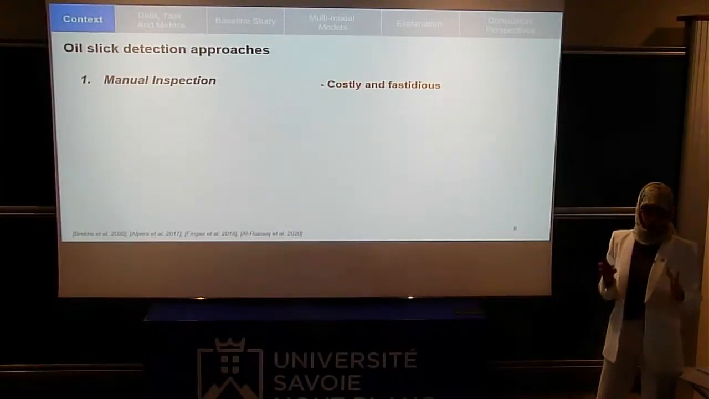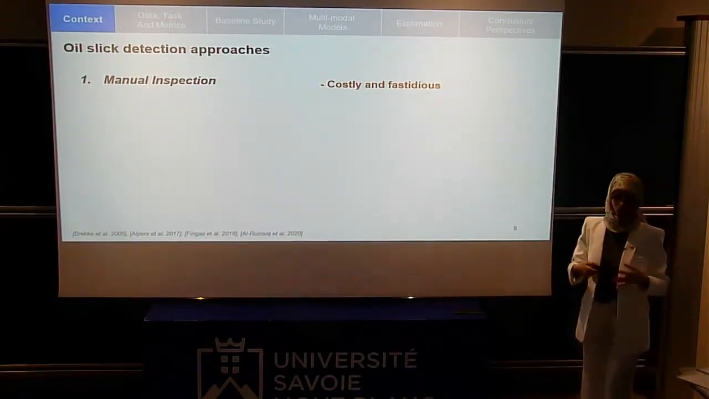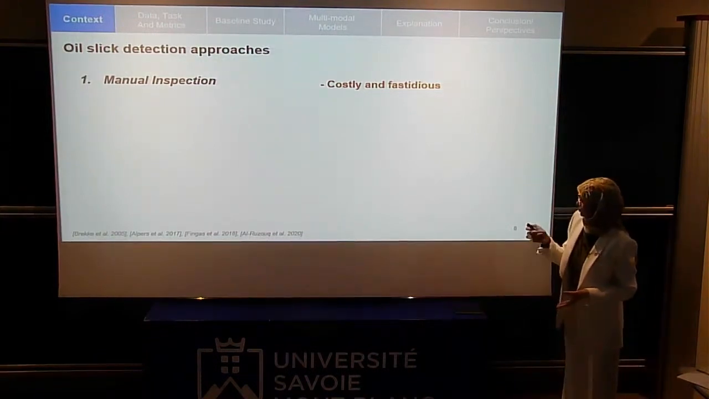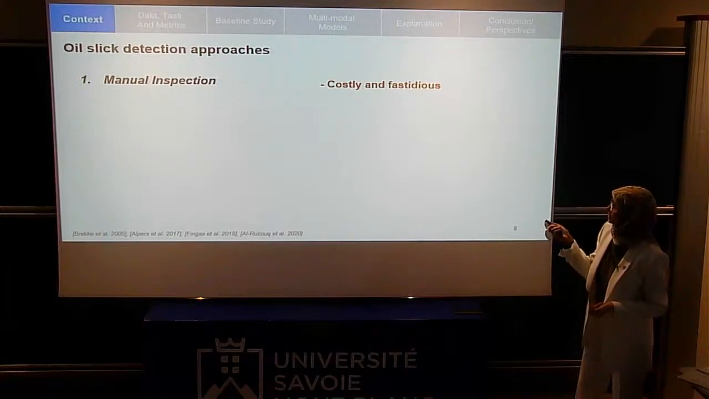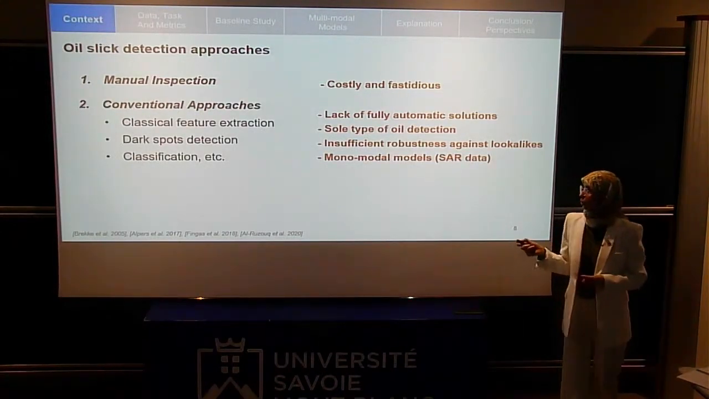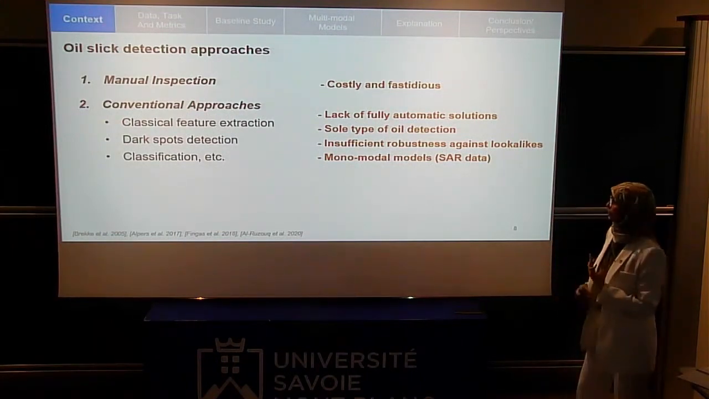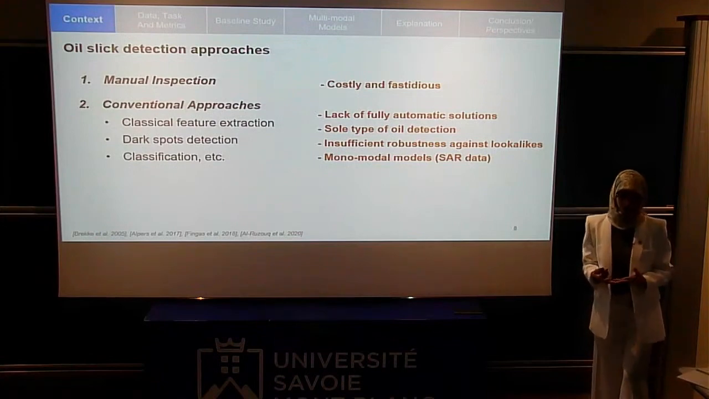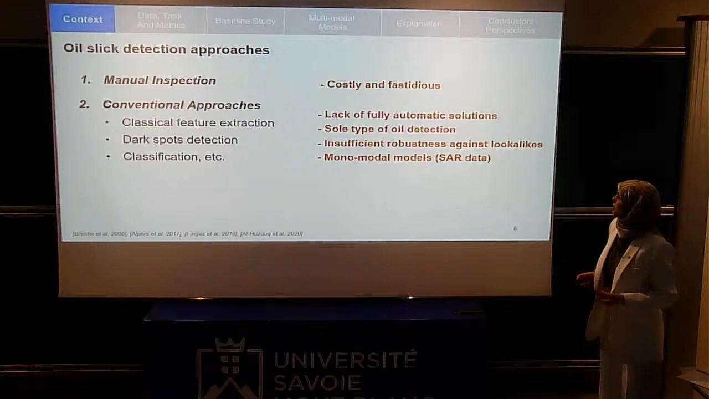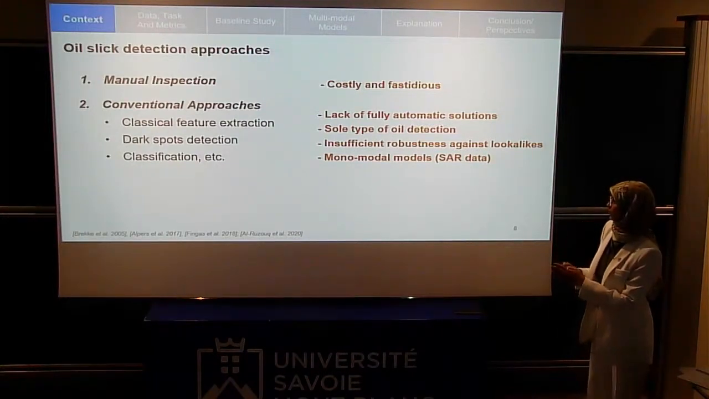Looking at the literature of this domain, the first category of detection is what we already saw, the manual inspection, which cannot keep up with the amount of acquisitions, and it's also costly as it involves human analysis. The second category of approach, what we call the conventional approach, consists of classical feature extraction, dark spot detection, and classification. This category is efficient, but only for one type of oil, either natural or anthropogenic.